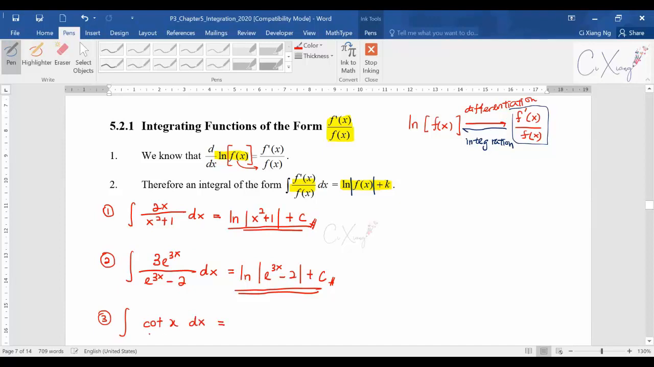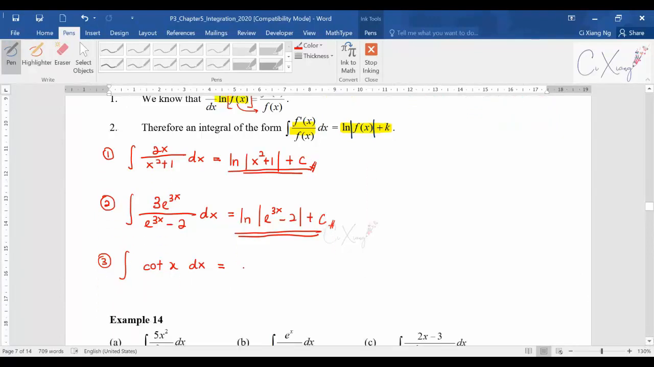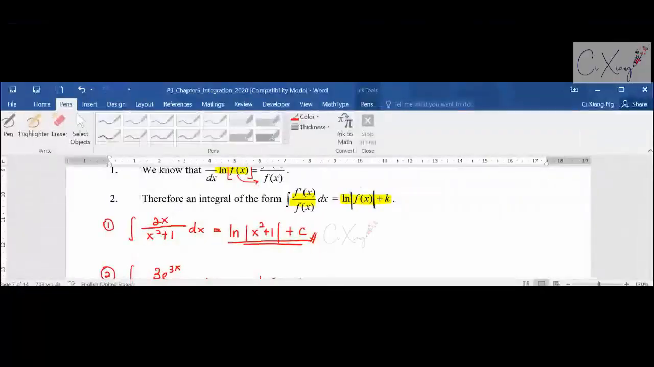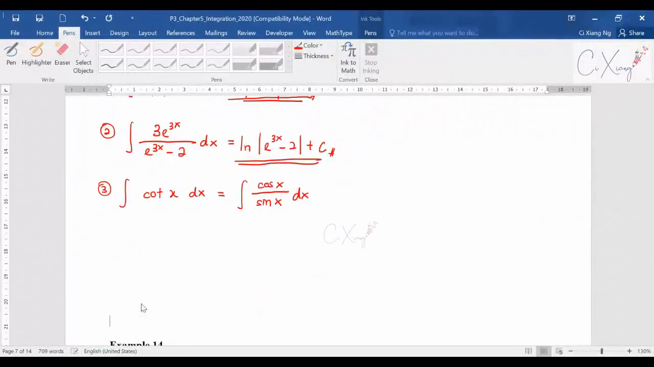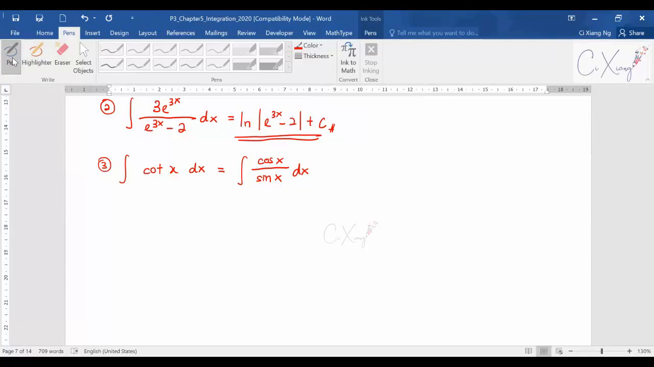So cotangent x, it doesn't look like a fraction, but you can try to apply the identity for the cotangent because you never learned how to integrate cotangent before, right? So cotangent is actually cos x over sine x. So you can see that cos x over sine x is still a fraction, right? We never learned how to integrate this kind of fraction before, so maybe you can check and see whether it belongs to the f prime x over fx pattern or not.